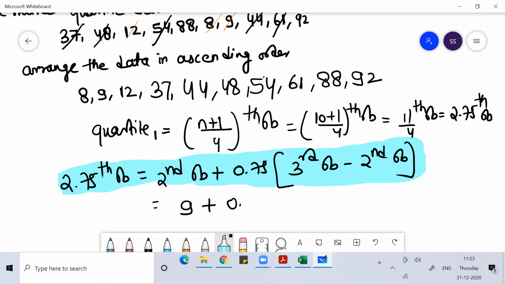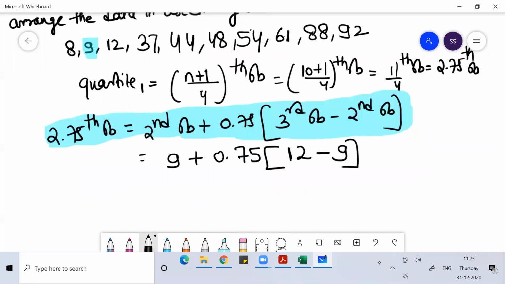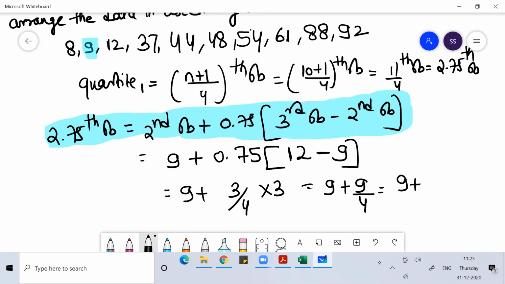Here, what is the second observation? The second observation is 9. So you do 9 plus 0.75 into (third observation 12 minus second observation 9). I can write 0.75 as 3 by 4, into 3, since 12 minus 9 is 3. So this is 9 plus 9 by 4, which is 9 plus 2.25, that is 11.25. That is the value of quartile 1.